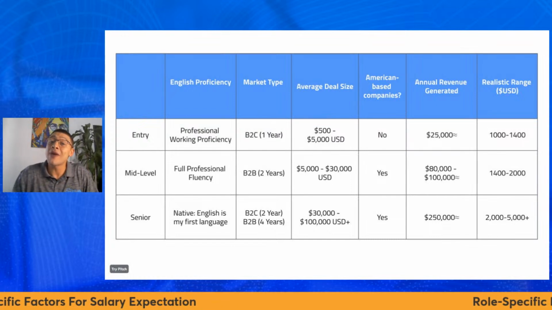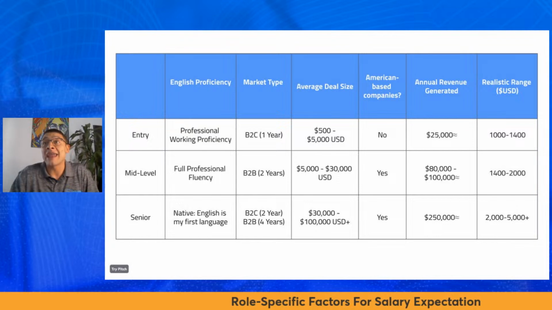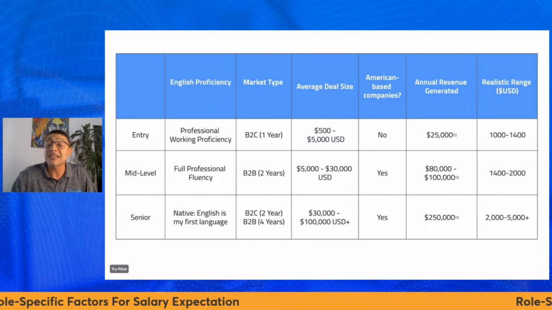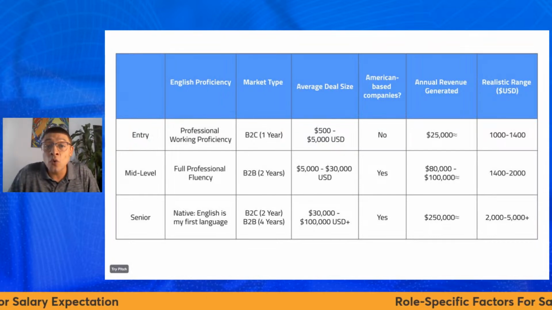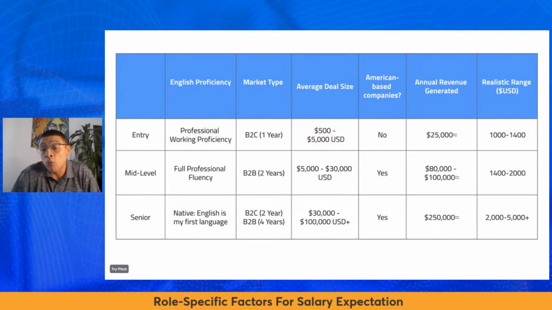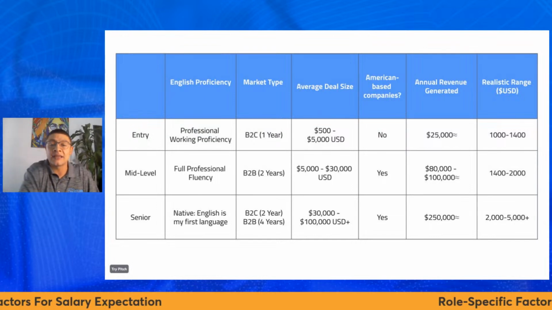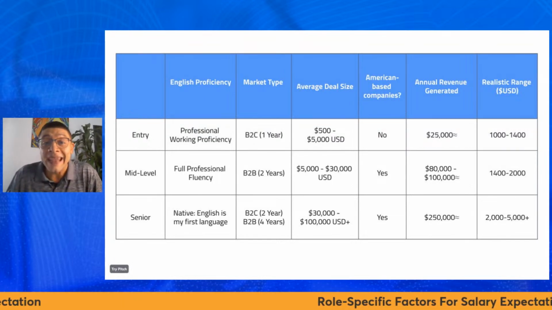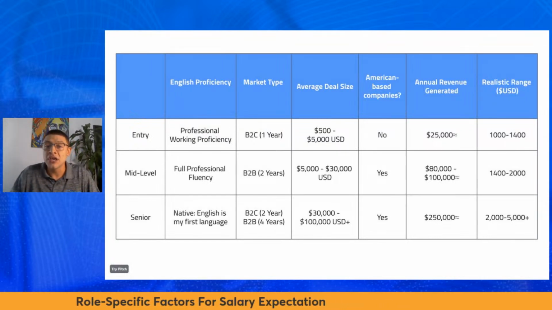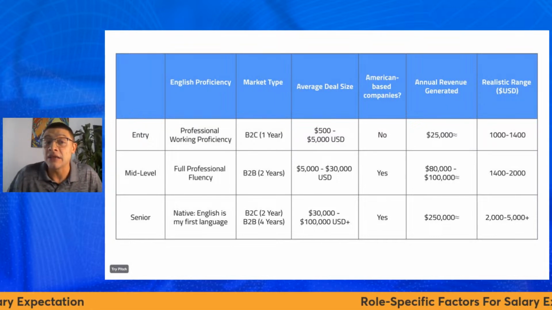But we've noticed that if you have had the exposure to American companies, right, you will have a higher range, especially for those AEs, SDRs as well, but I would say especially for those AEs. So if you have had average deal sizes of 500 to 5,000 and you've never worked for an American-based company, right, it's all been companies either in your home country, in Latin America, in the Caribbean, and the annual revenue that you were able to generate for that company is, let's say, $25,000, you're closer to that 1,000 to 1,400 range as an AE, right?